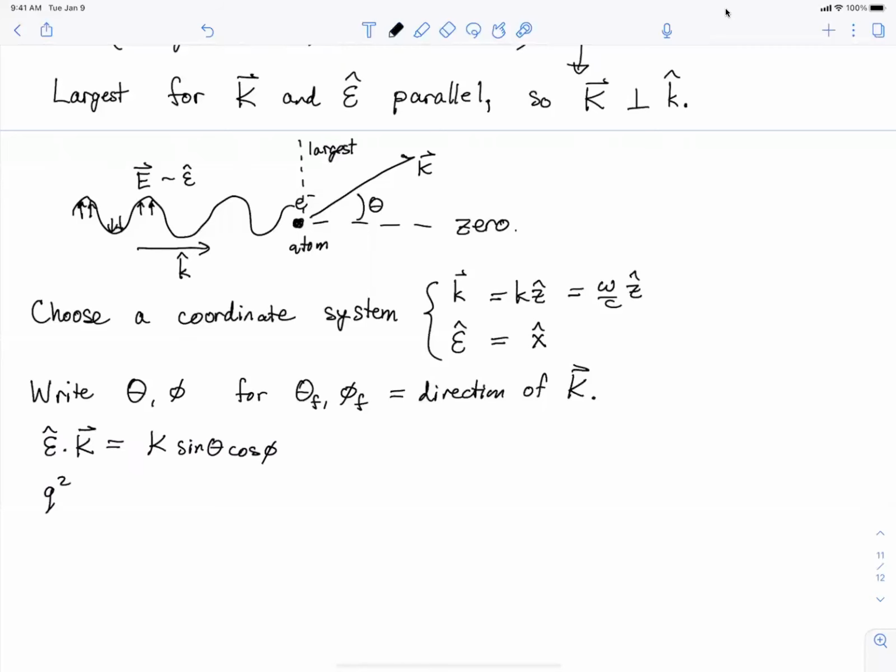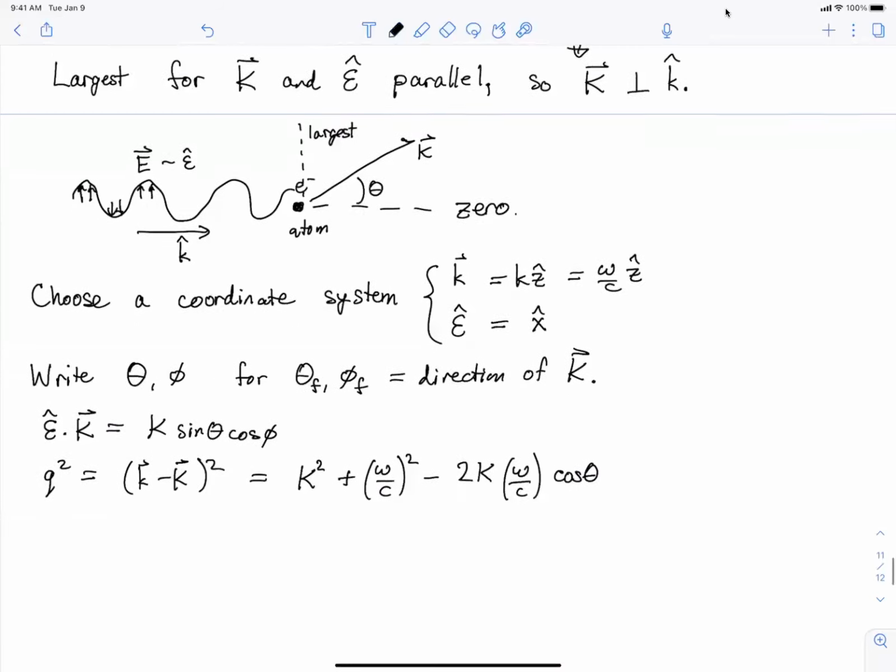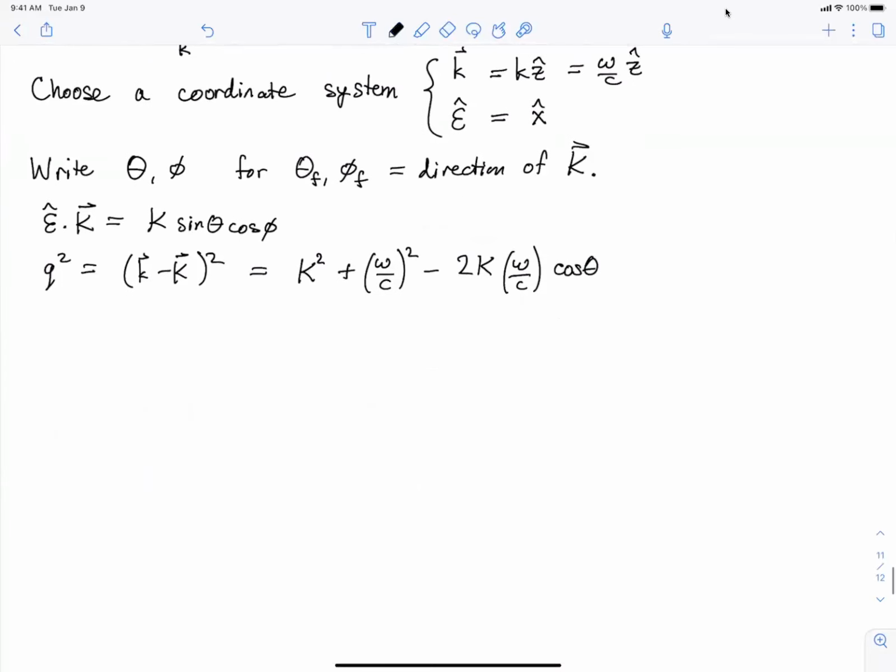And Q squared is little k minus big K squared. That's how we defined it. So this is going to be capital K squared plus little k squared, otherwise known as omega over c. And then there's the cross term from the dot product, which looks like that. Okay, and so now we plug those things into our formula for the differential cross section. This is just evaluating it in a convenient coordinate system.